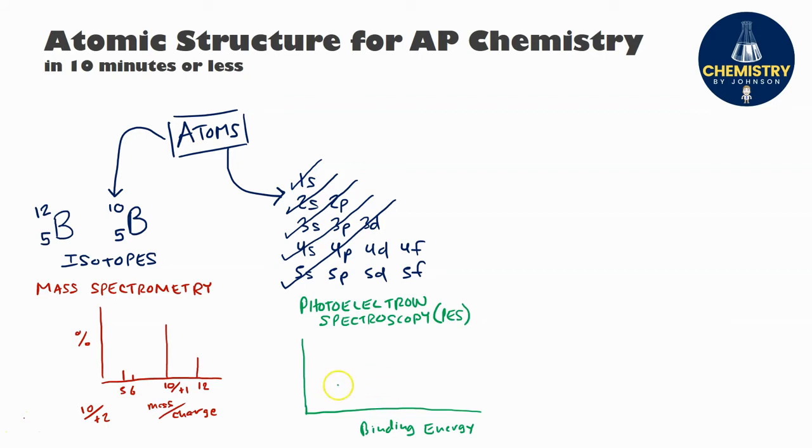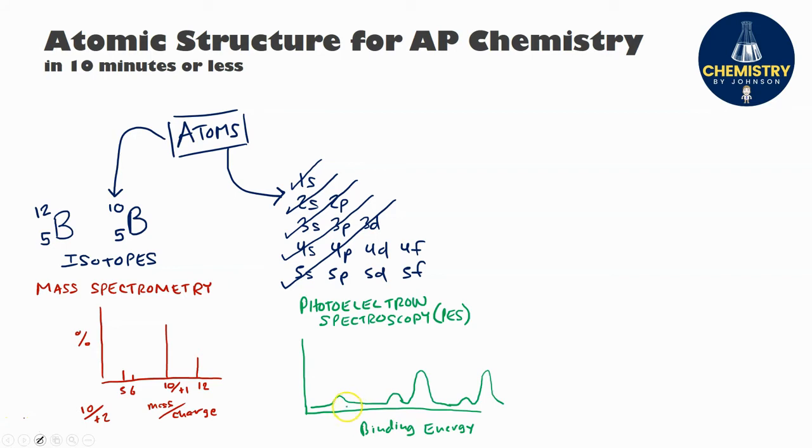Photoelectron spectroscopy also produces a graph similar to mass spec like we just talked about, except this time it graphs the quantities of electrons with various binding energies. And binding energy you can think about as the amount of energy it takes to remove certain electrons. This is also sometimes referred to as ionization energy.